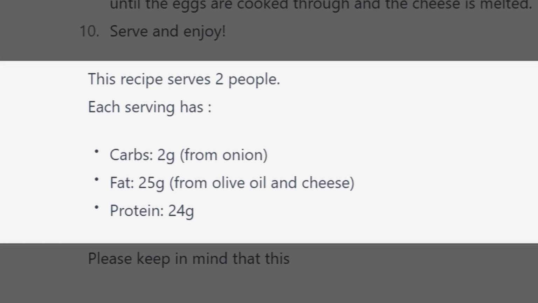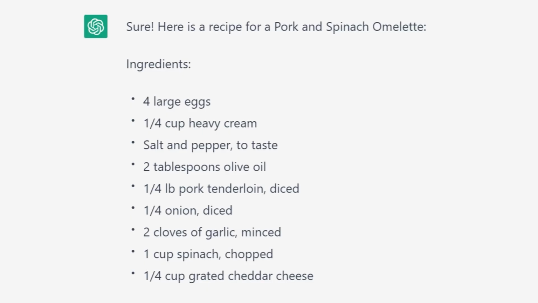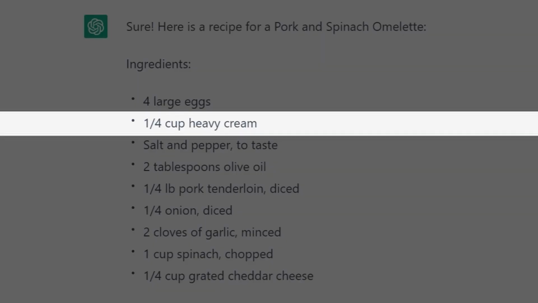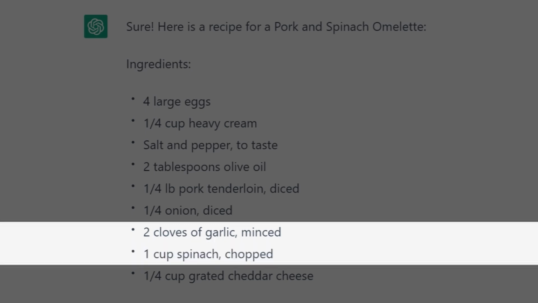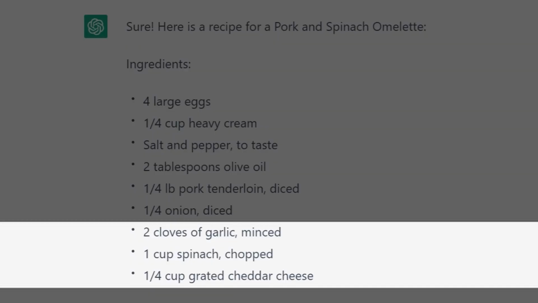Now, the other thing that I'm going to say as I go back down here, so we have 2 grams of carbs from the onions, it's saying. And when I look at the ingredients, is that the only place we're going to get carbs? It's a 1/4 cup of heavy cream. So we're getting some sugar from the heavy cream as well. Probably about, I want to say 2 grams. Is there any other place? The garlic again is going to have some carb, and so is the spinach. 1 cup of spinach is not a lot, but it's still there. And the cheese again is going to have some carb. So this chat is not giving you, now what, I wonder what will happen if we ask it.